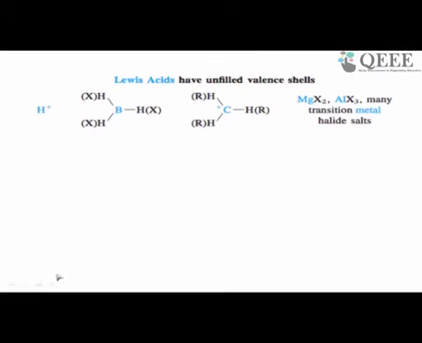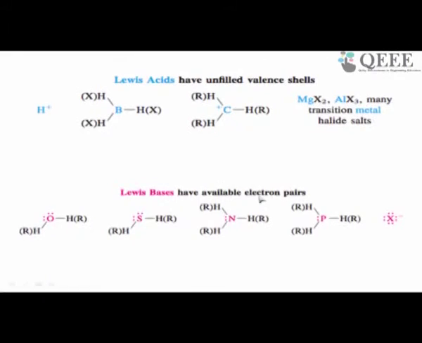H plus is also a Lewis acid because it lacks electrons. Boron also lacks electrons. A carbocation also has three valence electrons, so one p orbital is free. So these are examples of Lewis acids. And Lewis bases, as I said, water also can act as a Lewis base at some instances. Ammonia is also there, water sometimes, and sulfur compounds, dialkyl sulfur, H2S can act as a base as well.